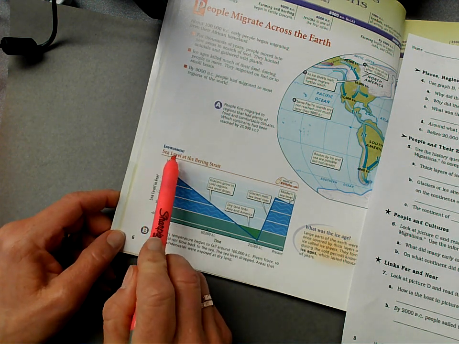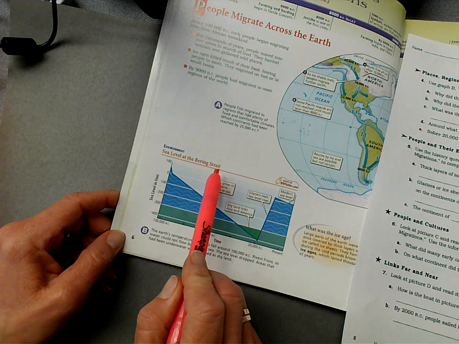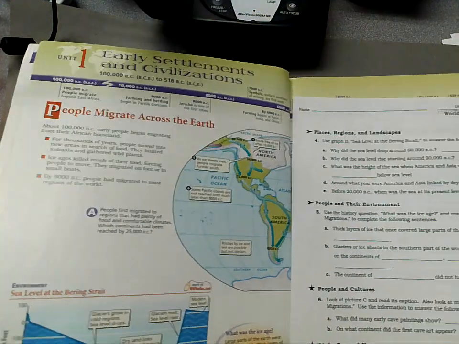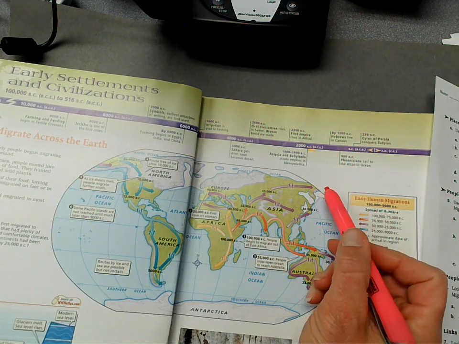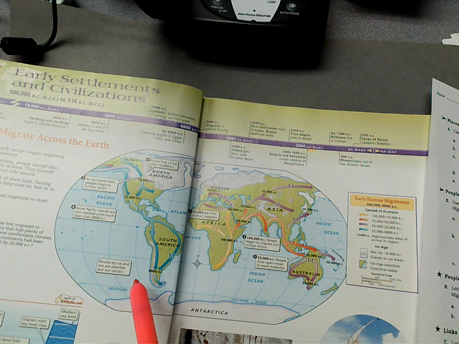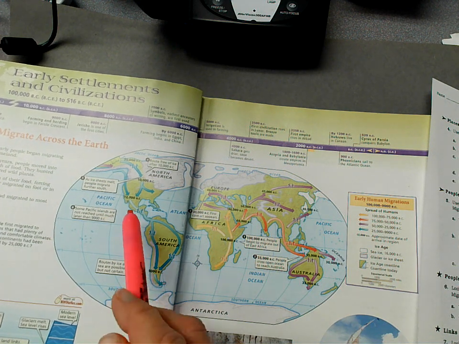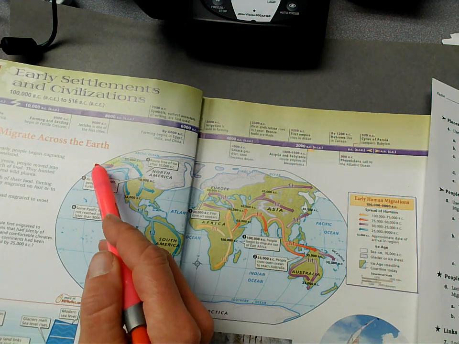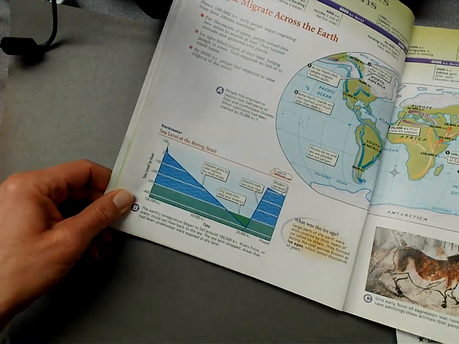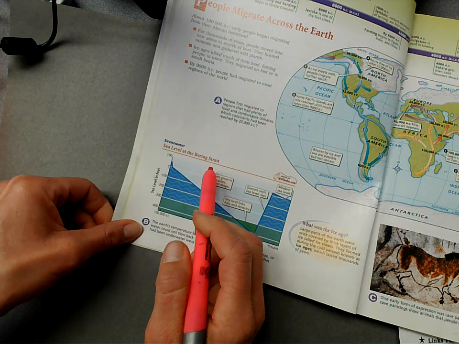First of all, it says sea level at the Bering Strait. So we know where the Bering Strait is, and let's just go ahead and take a look real quick. It is right here. Noticing that this map is not set up like the one we drew. This one has North and South America here versus Europe and Africa. So the Bering Strait is right here on this map. Okay, so going back to our graph right here, we can see sea level at the Bering Strait.